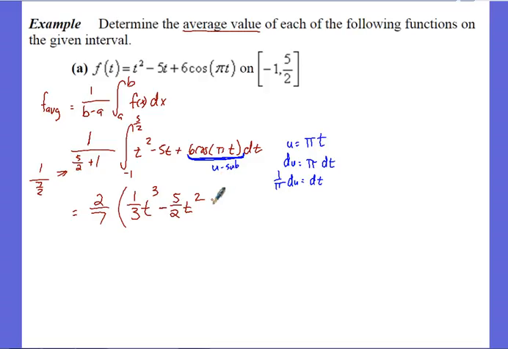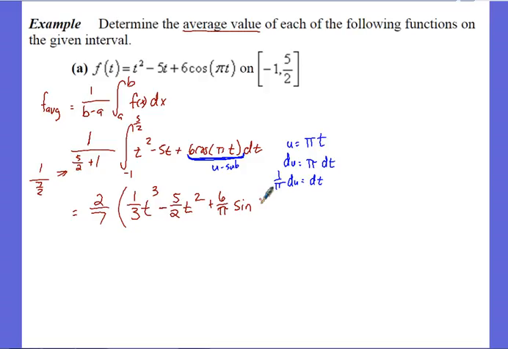So then when I come back, I'm really going to be left with what? This 1 over pi goes out with my what? So that's actually going to be 6 over pi rather. And then it would be cosine of u. And what's the integral of cosine? Just sine. And then I do not want to change my limits here.